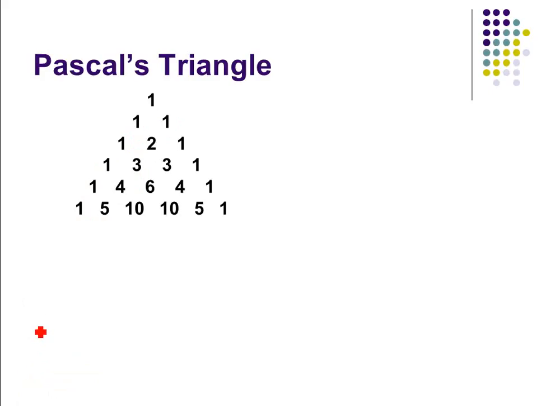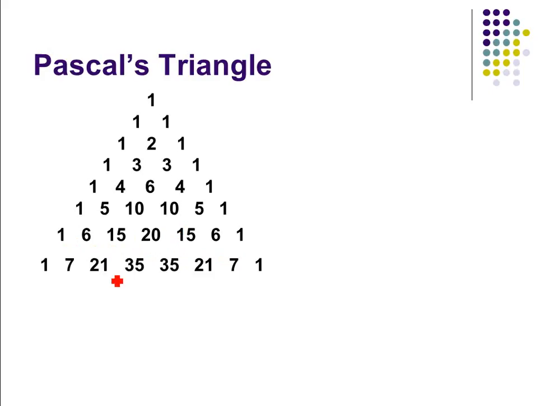Now, to get the next row, the first number is a 1. And then these two numbers, if you add them together, you'll get 6. Add these two numbers together, you get 15. Add these two, you get 20. Add these two, you get 15. Add these two together, you get 6, and then 1. That's how Pascal's triangle is built. So those are the numbers. And then if I went to my next row, it's going to go 1, 7, 21, 35, 35, 21, 7, and 1. Just add the two numbers above it to get the next number.